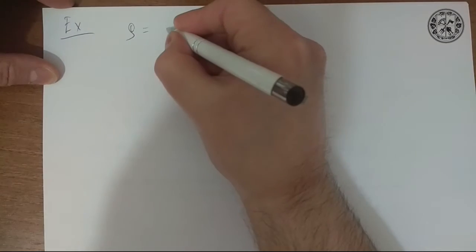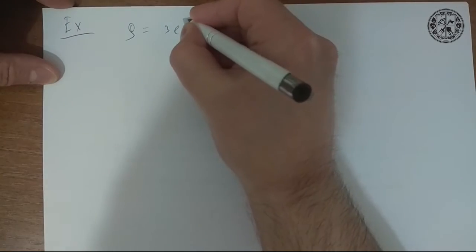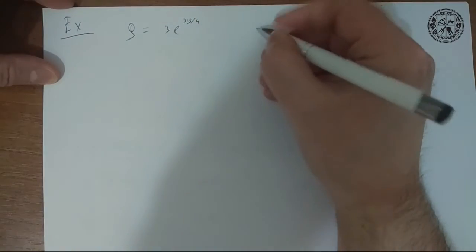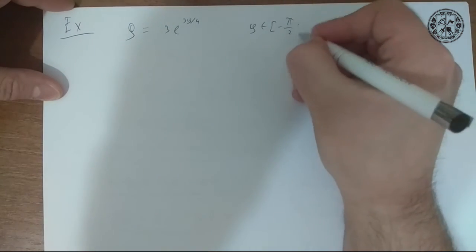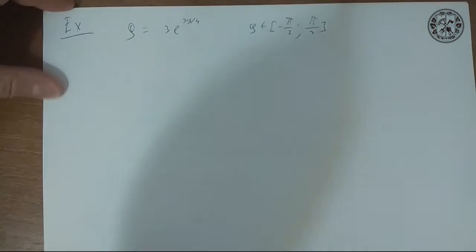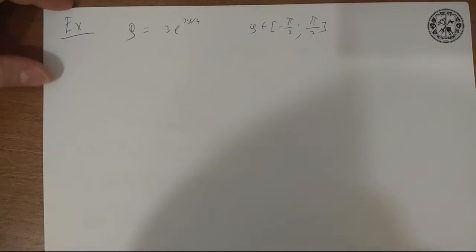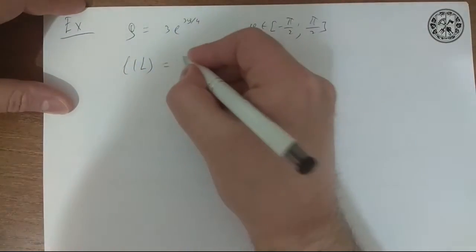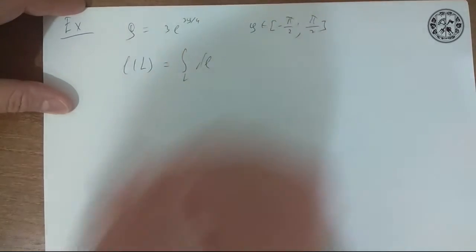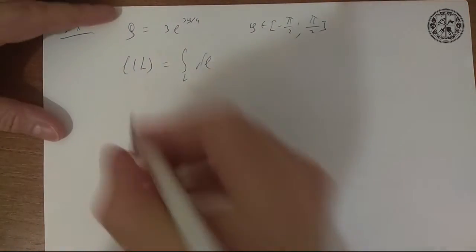Let us now find length of a curve rho equals 3e power 3 phi over 4, where phi is from minus pi over 2 to pi over 2. Formula for length of curve is integral by L dl. So now we have to find dl.